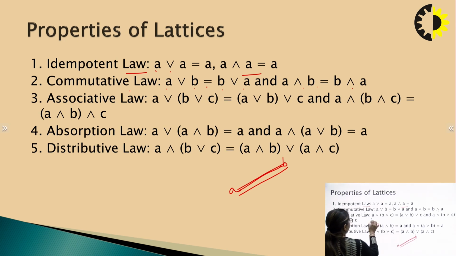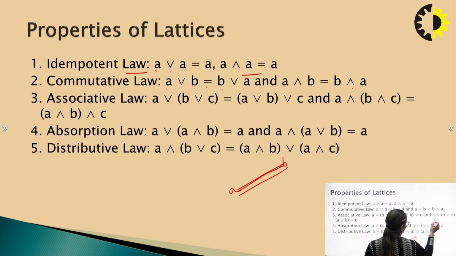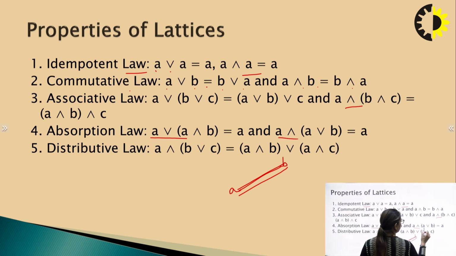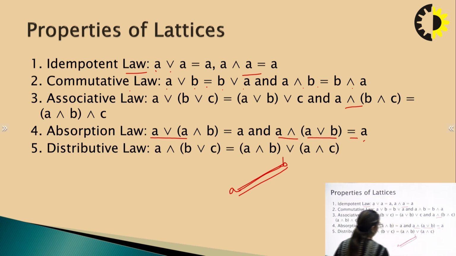Associative law: A join B join C is equal to A join, B join C. Similar is the case with the meet. Absorption law: A join (A meet B) is equal to A meet (A join B), which is equal to A. Distributive law: if there are different operations and different elements, then the first element will be distributed over both.